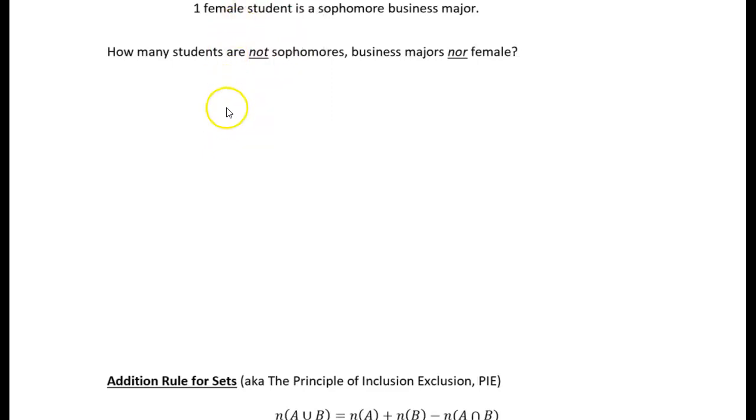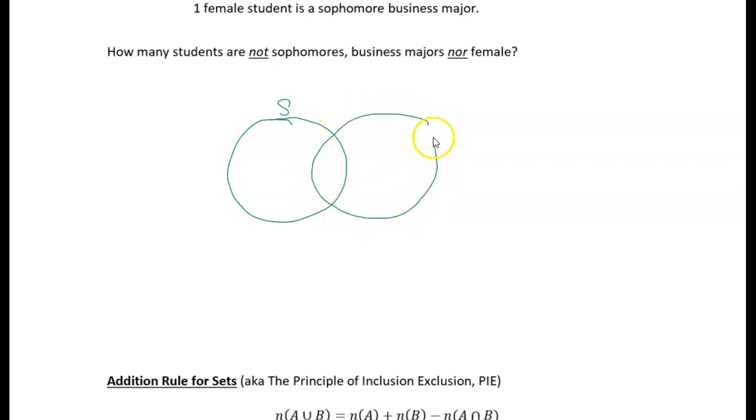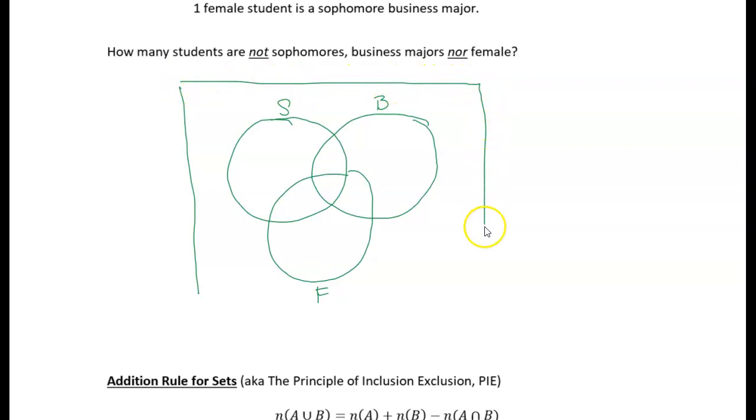Whoops, trying to get my pen going. So we have a circle representing the set of all sophomores. I'm going to call it S. And then we have business majors, so I'm going to call that circle B. And then we also have a set of students who are female, so I'm going to call that set F. And then I'm just going to draw a big box around the whole thing to represent the whole class. Okay, so this represents the whole 29 students who are in this class.